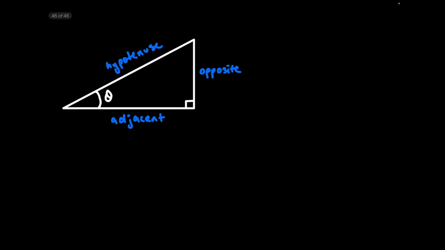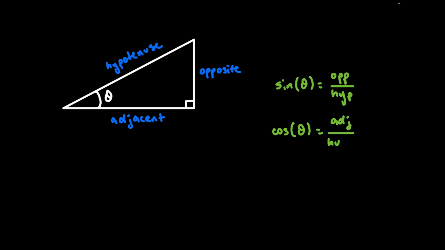So these are your three sides of a right angle triangle, and we have three ratios that we can use to define the angle of theta in relation to the sides. In other words, we get an equation that relates the sides with the angle. The first one is the sine of an angle. The sine of angle theta is equal to the opposite side divided by the hypotenuse. The cosine or cos of any angle is equal to the adjacent over the hypotenuse. And lastly, the tangent of some angle is equal to the opposite side divided by the adjacent side. These are your three ratios.